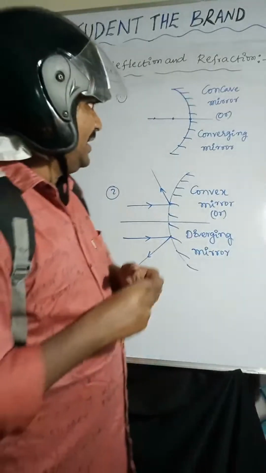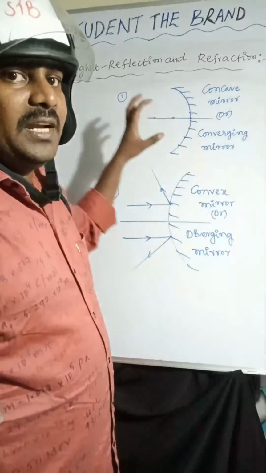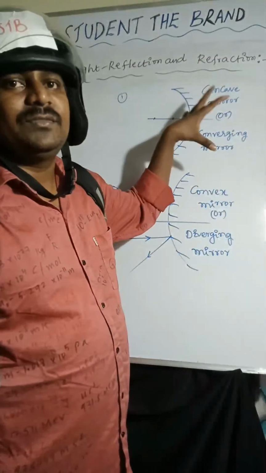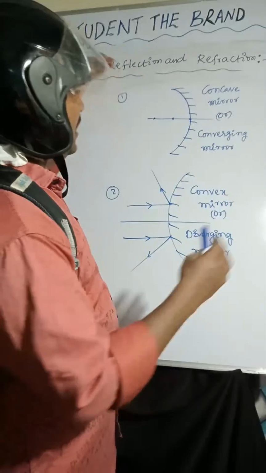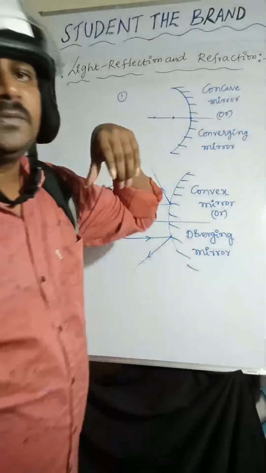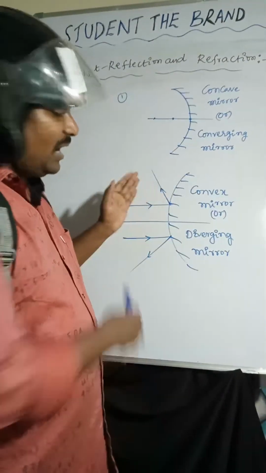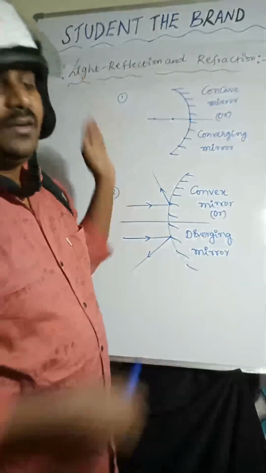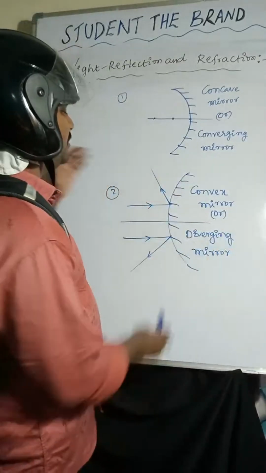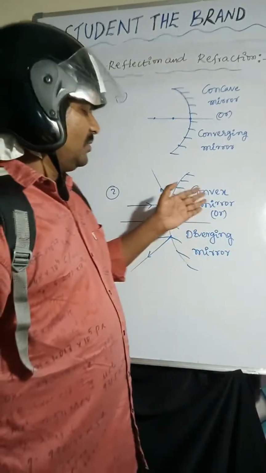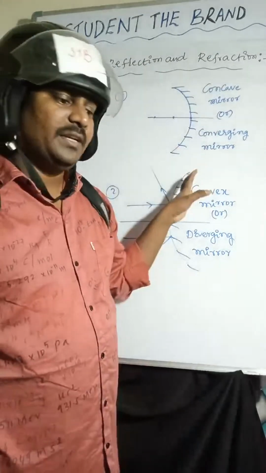Sir, why do you say concave mirror is a converging mirror and convex mirror is a diverging mirror? Because whenever light rays fall on a concave mirror, after reflection the light rays move towards the principal axis, meaning coming closer, converging. Here, in the convex mirror, after reflection light rays are moving away. That's why it is called a diverging mirror. I hope it is very clear.